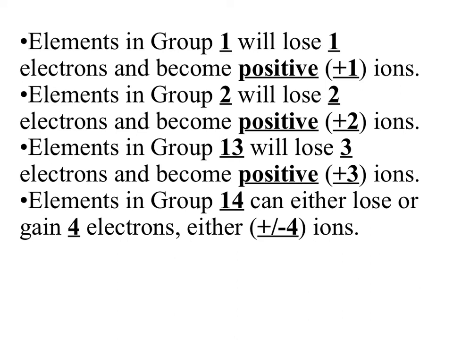So again, we walked through this. Group 1 tends to form a +1 ion, group 2 is a +2, and group 13 is a +3. For the most part, we will ignore group 14 because they can either gain or lose electrons. Most elements in group 14 will not participate in ionic bonding because they don't form ions, like carbon and silicon. There are some rare exceptions with germanium and tin, where they could possibly form ionic bonds. But for the most part, we will ignore group 14.